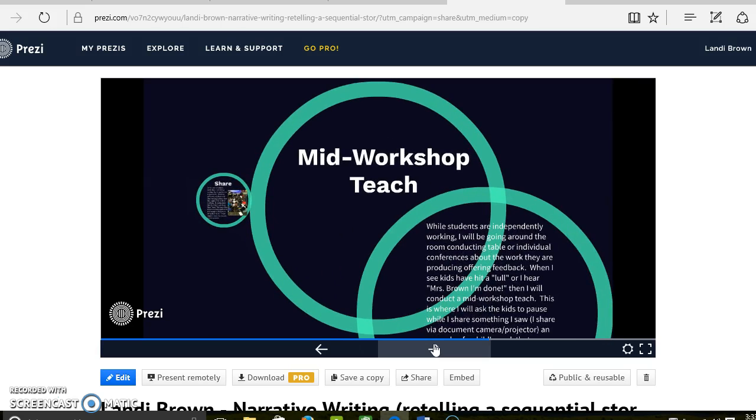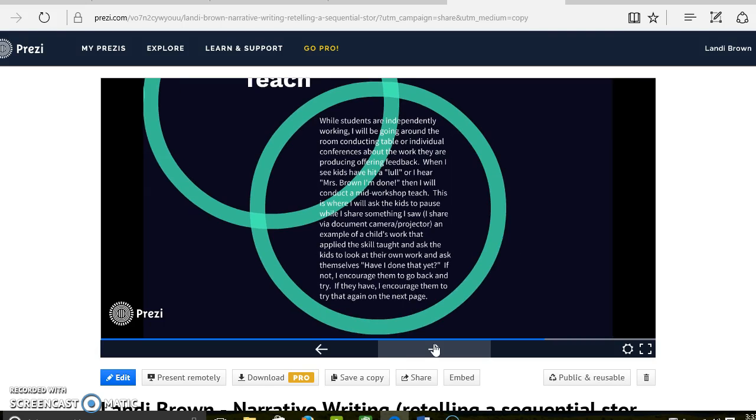What's going to happen next is called a mid-workshop teach. Basically, when students are independently working, as I'm going around the room conducting table or individual conferences, if I see that the kids have hit a lull, they've stopped working, or if I'm hearing, Miss Brown, I'm done, then I do a mid-workshop teach. This is where I have the kids pause and look up at me, and I share something I saw another student doing. A lot of times I will share that under the document camera so that every student can see very clearly and visibly what's going on.